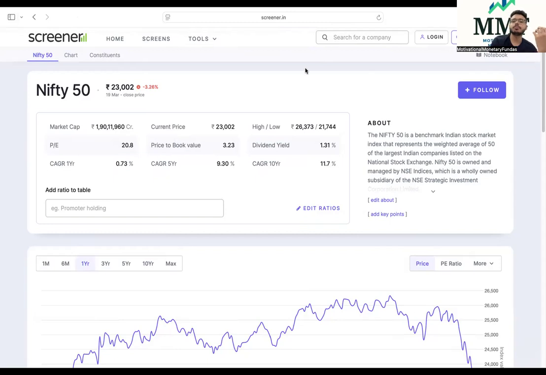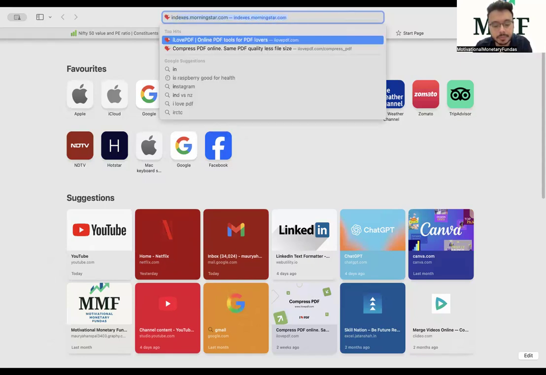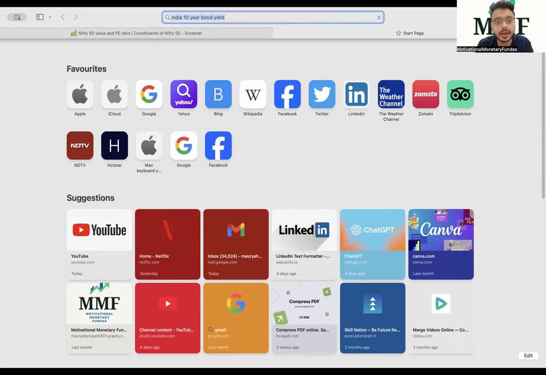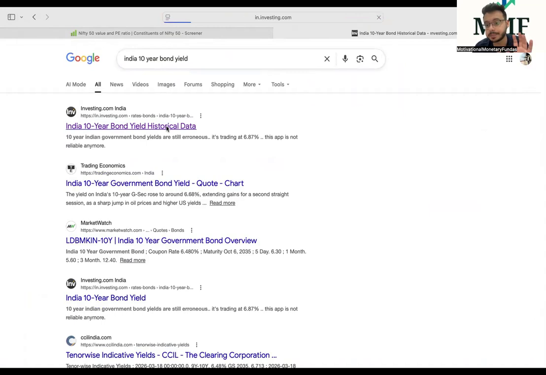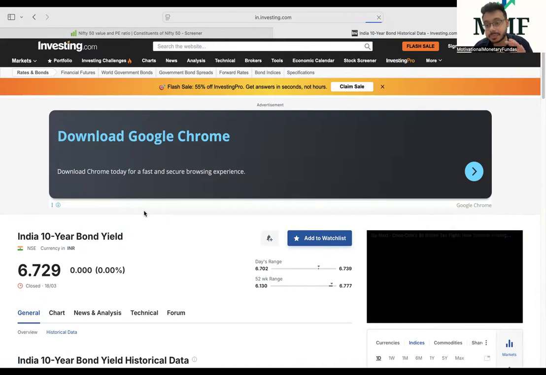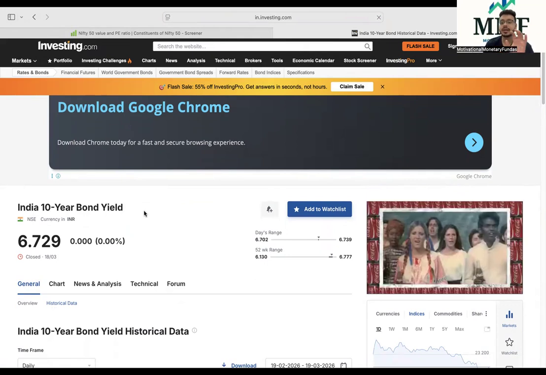So for example, अगर मुझे bond yield जाननी है, ठीक है, कि what is the current bond yield, तो राइट, तो मैं कैसे जानूंगा? I'll go to a fresh tab. I'll type in here India 10-year bond yield, and we always compare this with the 10-year bond yield. And from a multi-asset perspective, this difference of earning yield and bond yield tells you whether to invest into the equity market or the fixed income market.